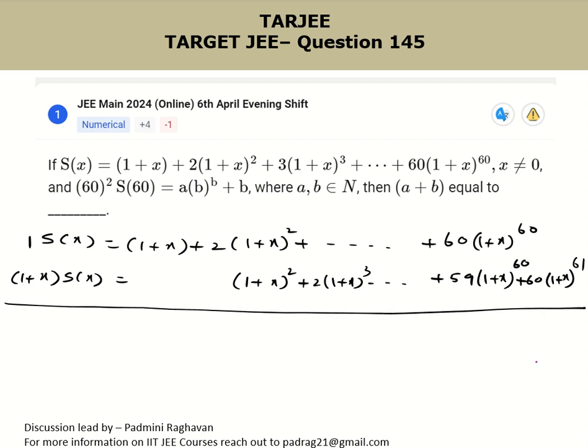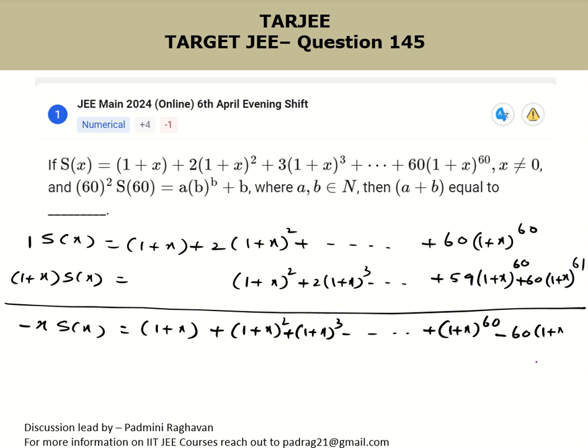We get 1 times s of x minus (1 plus x) times s of x, that is minus x times s of x. The first term will be left aside as it is, 1 plus x. And when we observe these terms, 2 times (1 plus x) whole square minus (1 plus x) whole square will give me (1 plus x) whole square. Next you will have (1 plus x) whole cube and so on. The last but one term will be (1 plus x) whole power 60. And the last term has no corresponding term on top and we are subtracting, so this term alone will exist with a minus sign: minus 60 times (1 plus x) whole power 61.